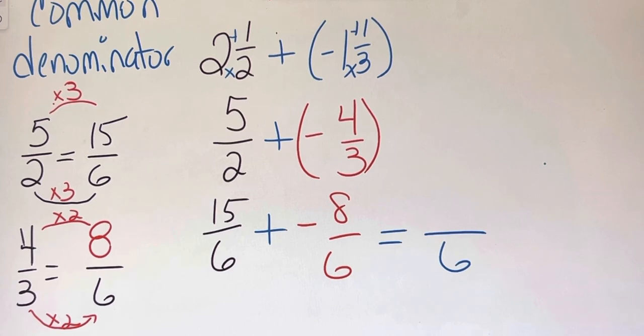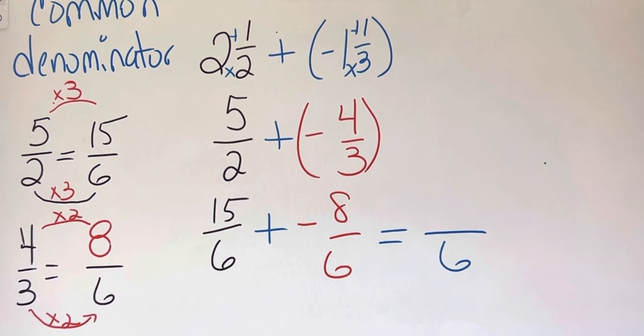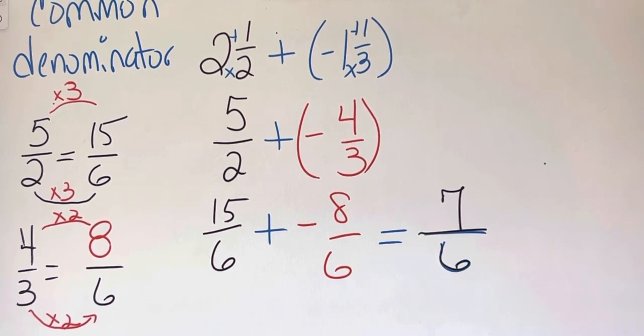Now when you look at the top numbers, you have to pay attention to whether they're both positives, both negatives, or a positive and a negative. In this case, we have a positive and a negative, so I have to subtract those numbers. When I subtract them, 15 minus 8 is 7, and I'm going to take the sign of the bigger number. So 15 is bigger, so my answer is going to be a positive 7/6.